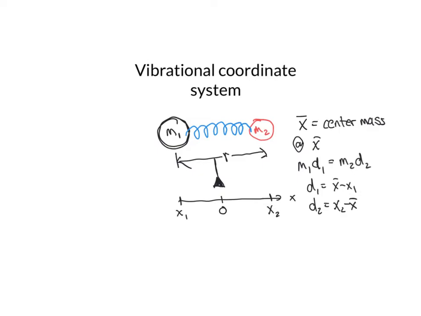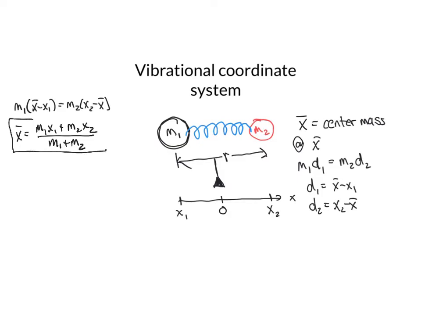With those definitions, I can show that M1 times (X bar minus X1) is equal to M2 times (X2 minus X bar). This allows me to solve for the center of mass with respect to X1 and X2. Solving gives X bar equal to (M1 X1 plus M2 X2) divided by (M1 plus M2). In our new coordinate system, we're going to set this center of mass equal to 0.